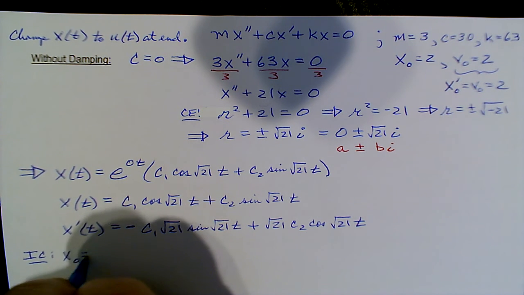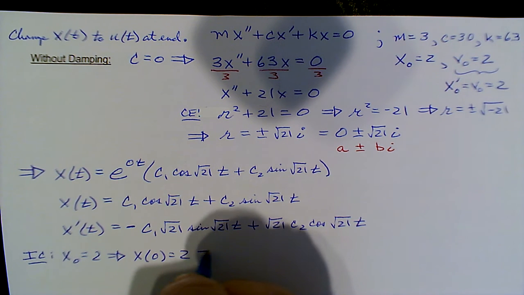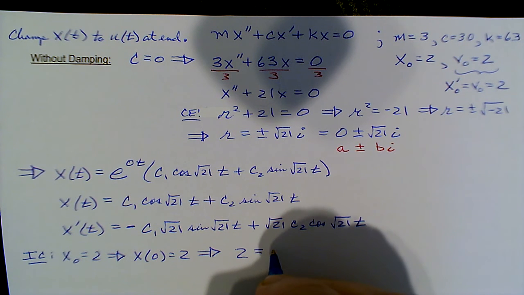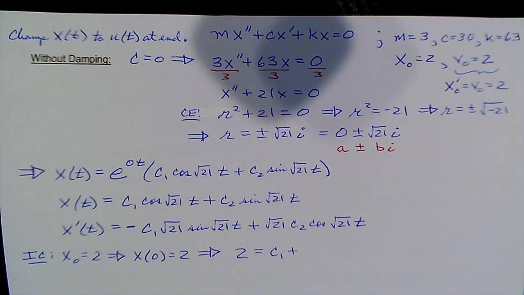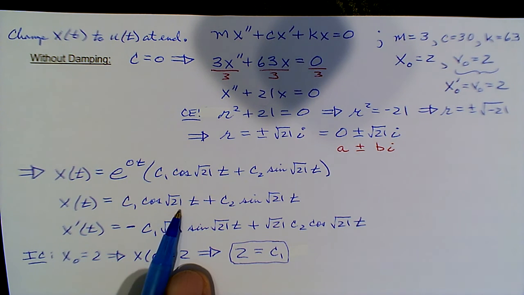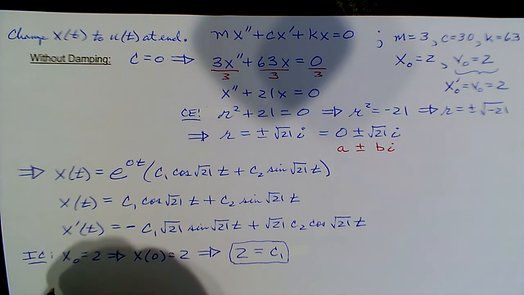Okay, x of 0 equaling 2 really means that x of 0 is 2. And you don't need to write that. You could just jump right to the substitution. So 2 is equal to c1, and that's it. Because when we make our substitutions into x of t, remember the cosine of 0 is 1, and the sine of 0 is 0. So immediately we get c1.